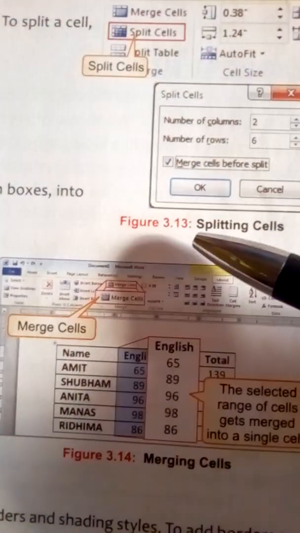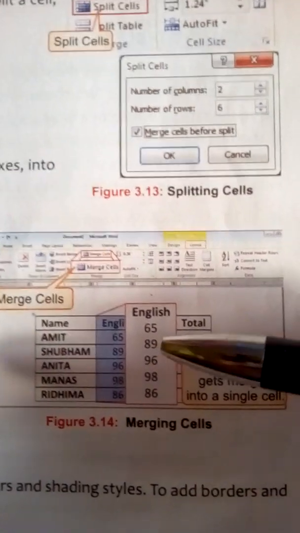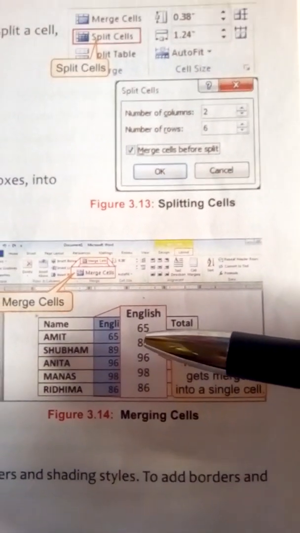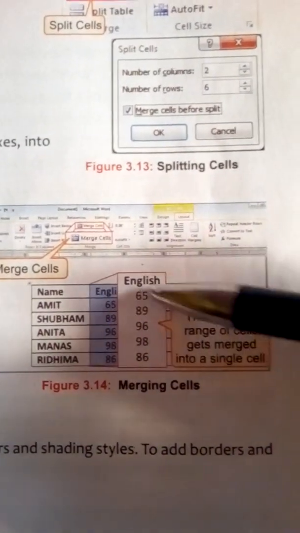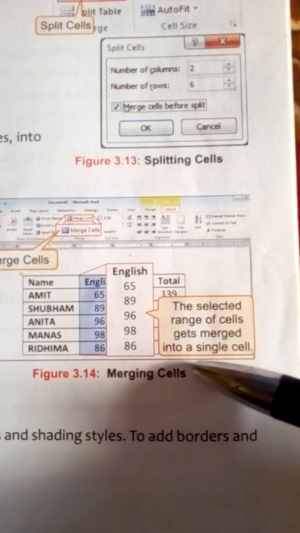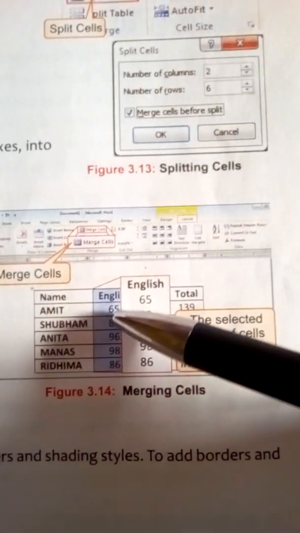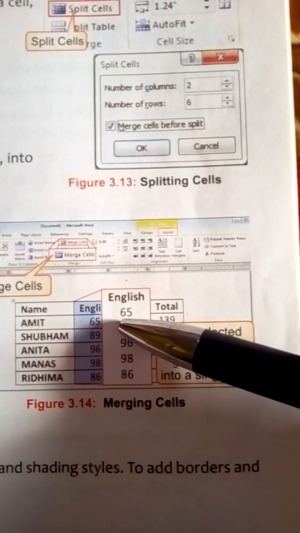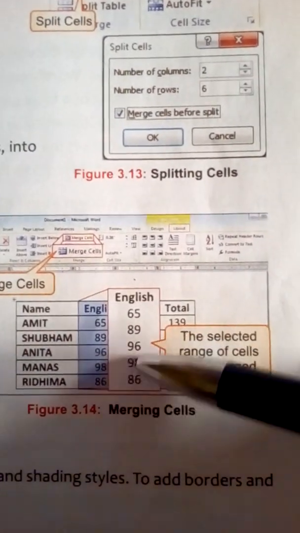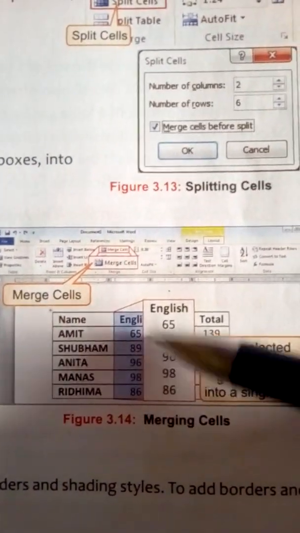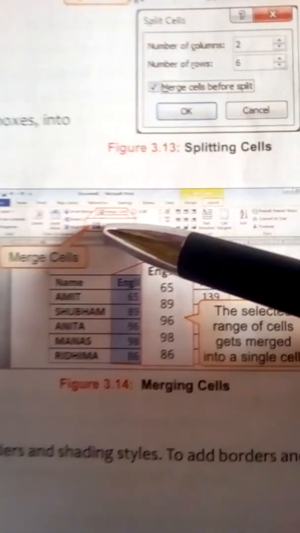Now similarly you will have merging cells. Sometimes the data is split in numerous segments and you want to combine it in a single cell. To give it a better look, merging cells provides a way to consolidate data in one cell. The selected range of cells gets merged into a single cell, from that to this. For that you have to go to the layout tab and click on merge cells. You have to select the cells that you want to merge first and then click on merge cells.